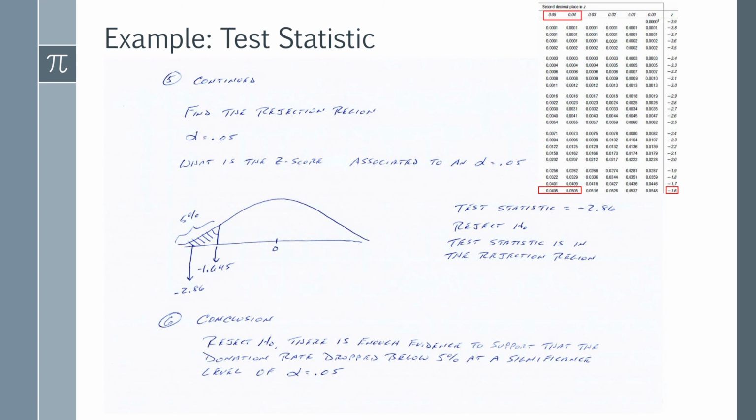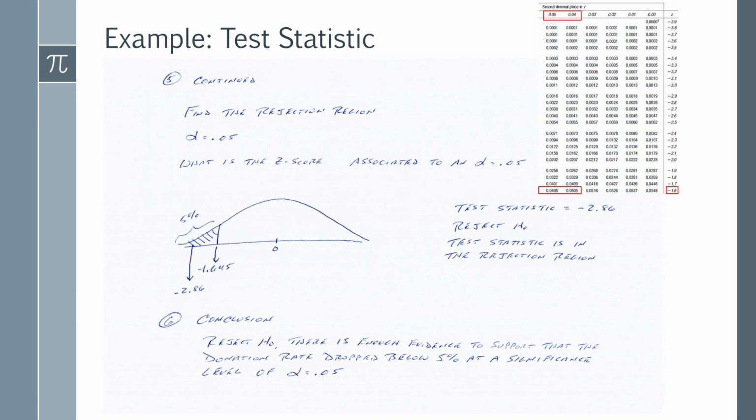Now, we've calculated that our test statistic is negative 2.86. If you look at my sketch over here on the left, my shaded area is the 5%, that's my rejection region. And my cutoff for that rejection region is negative 1.645. Well, my test statistic is less than negative 1.645, it's negative 2.86. Therefore, my test statistic is in my rejection region. So that's going to lead me to reject H0, or reject the null hypothesis.